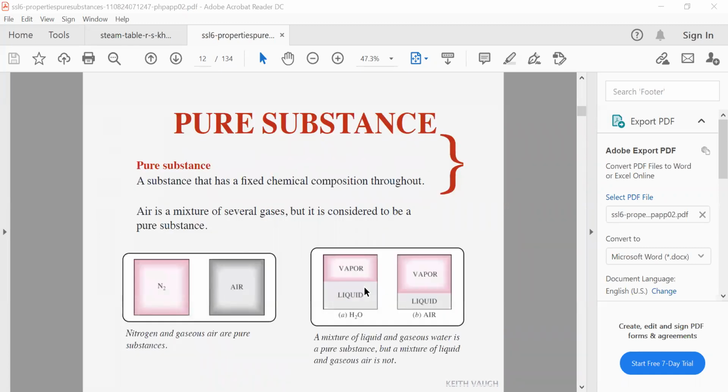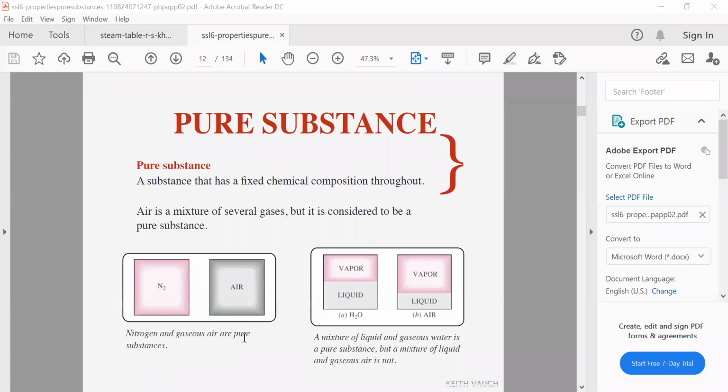Once again I repeat for the sake of those who came later. What is a pure substance? A substance that has a fixed chemical composition throughout is termed a pure substance. Air is a mixture of several gases, but it is considered a pure substance. Even though air contains many constituents, it is termed one pure substance.